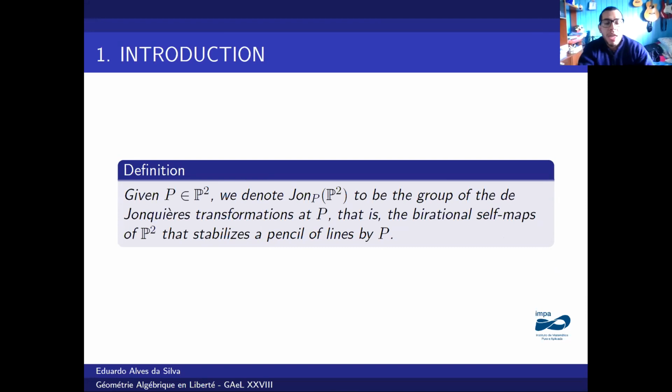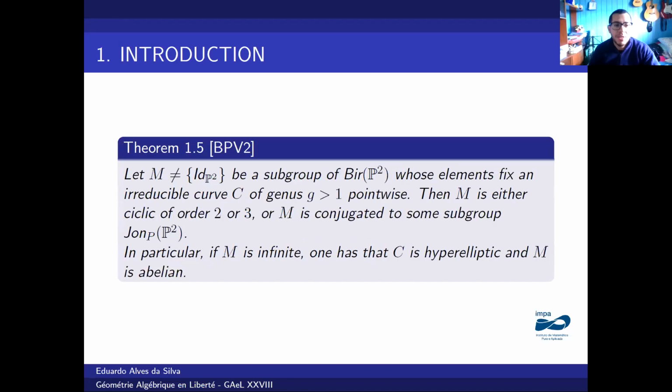We have the following definition. Given p in P2, we denote by Jonq_p(P2) the group of the de Jonquières transformations at p, that is, the birational self maps of P2 that stabilize a pencil of lines through p. The previous result is a statement about maps which preserve an irreducible curve of genus greater than one pointwise. Another result by the same authors is that if you have a non-trivial subgroup N of the plane Cremona group whose elements fix an irreducible curve C of genus greater than one pointwise, then N is either cyclic of order 2 or 3, or N is conjugated to some subgroup of Jonq_p(P2). In particular, if N is infinite, one has that C is hyperelliptic and N is abelian.